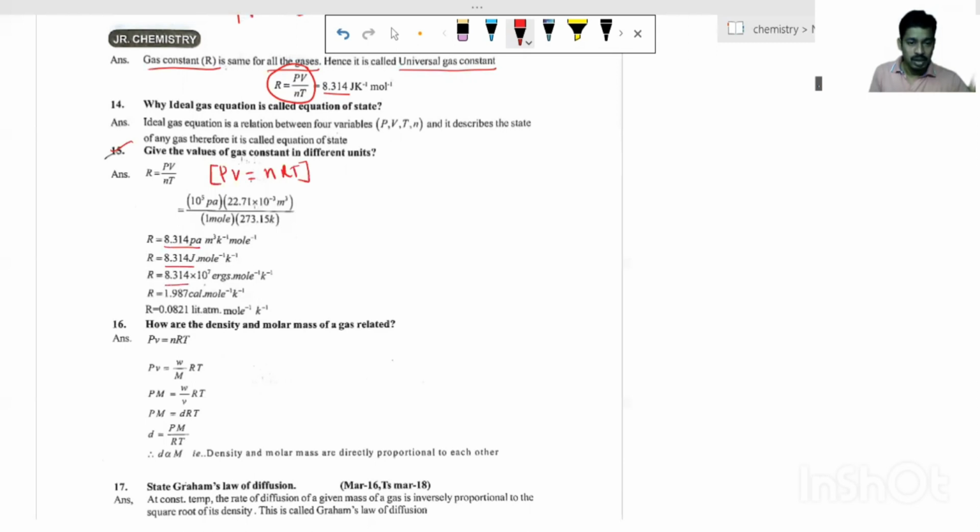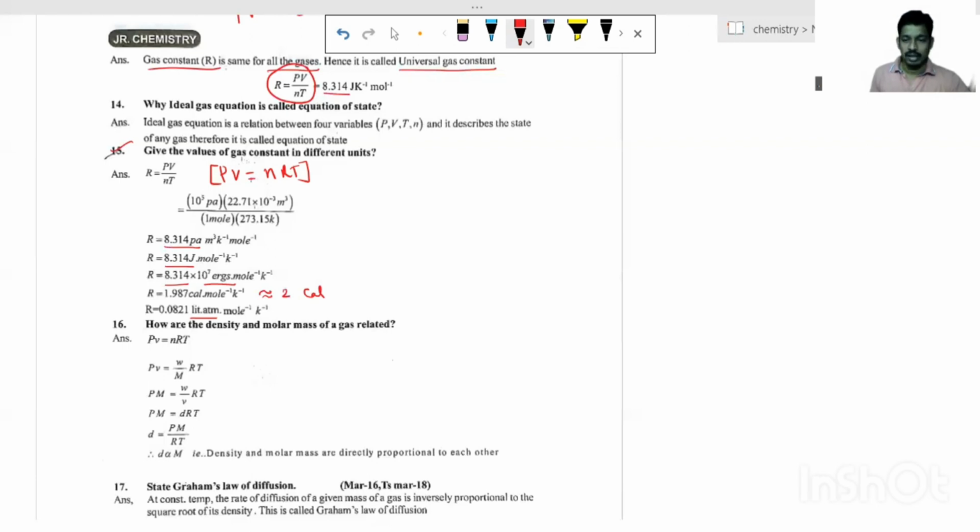8.314 into 10 to the power 7 ergs per mole per Kelvin, and R value even you can also write in calories, that is 1.987. Even you can also write it as 2 calories. Or you can also write R value as 0.0821 liter atmosphere per mole per Kelvin. So these are called the values of universal gas constant, that is R.